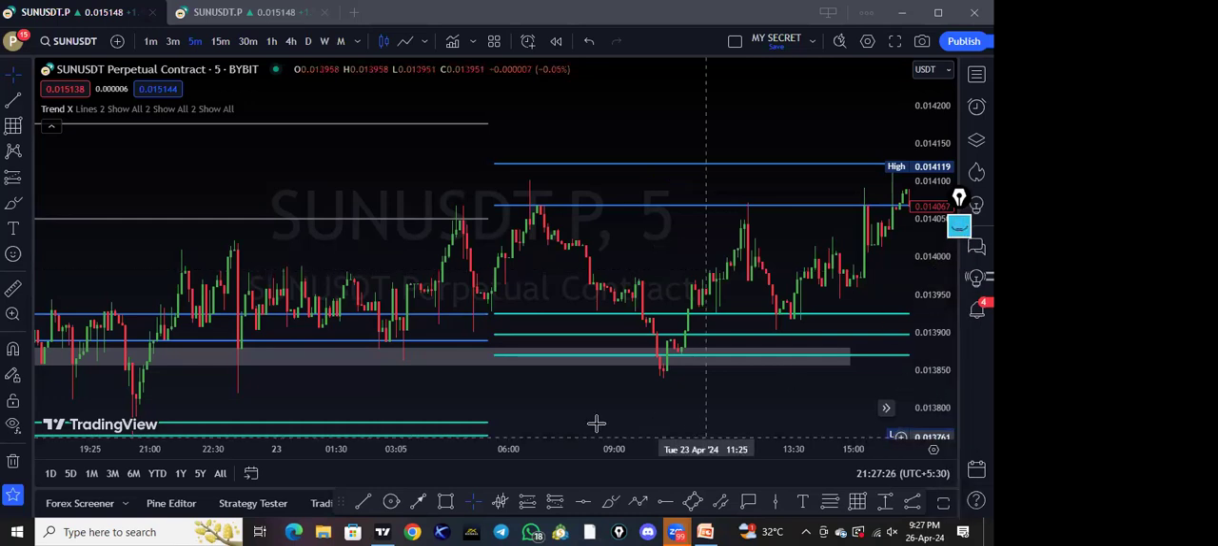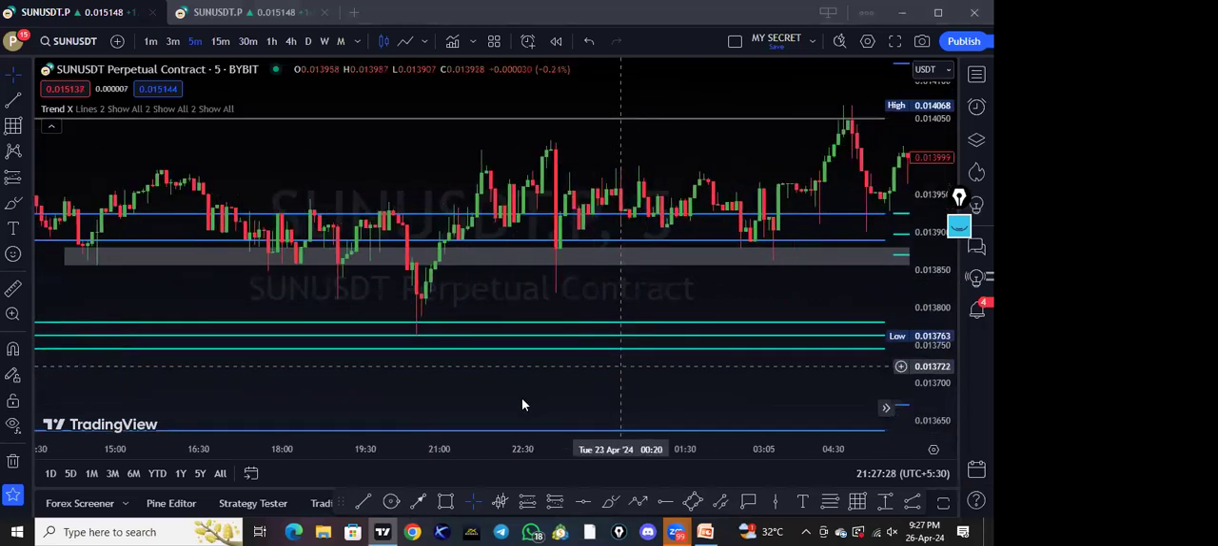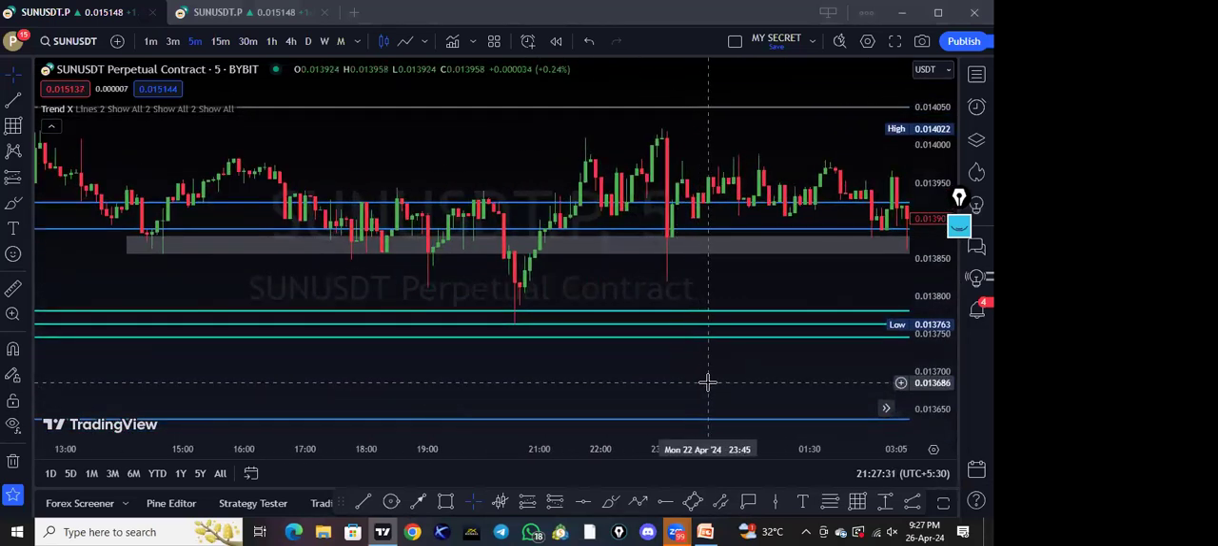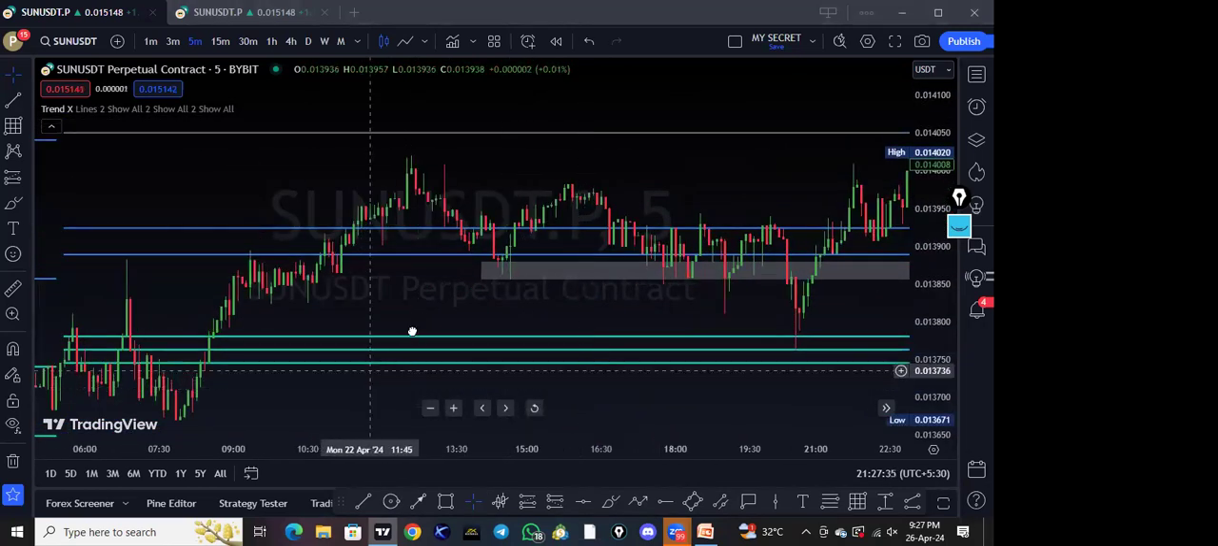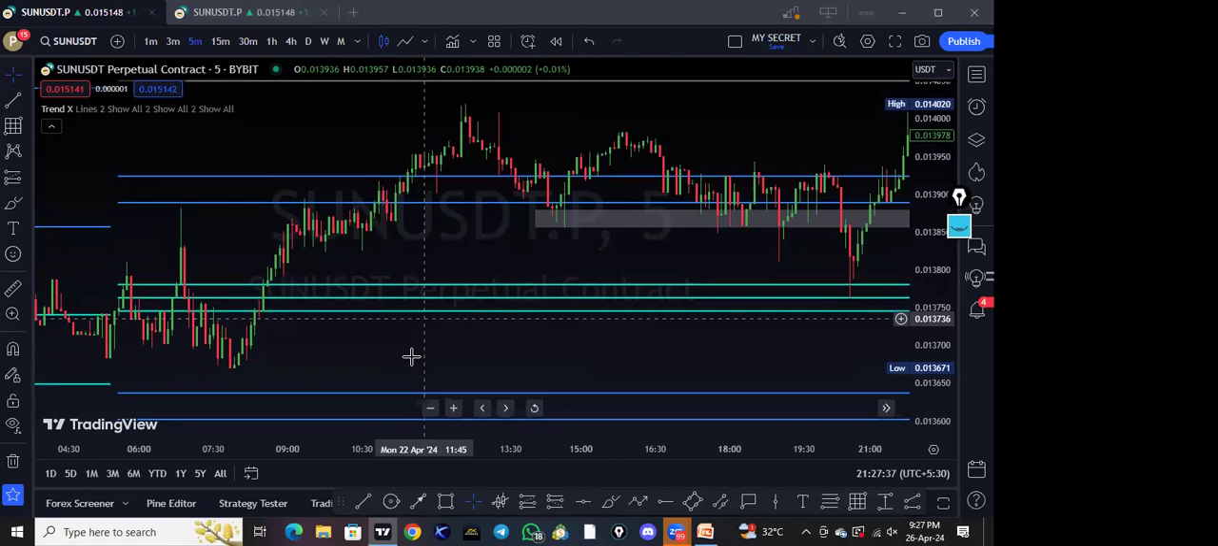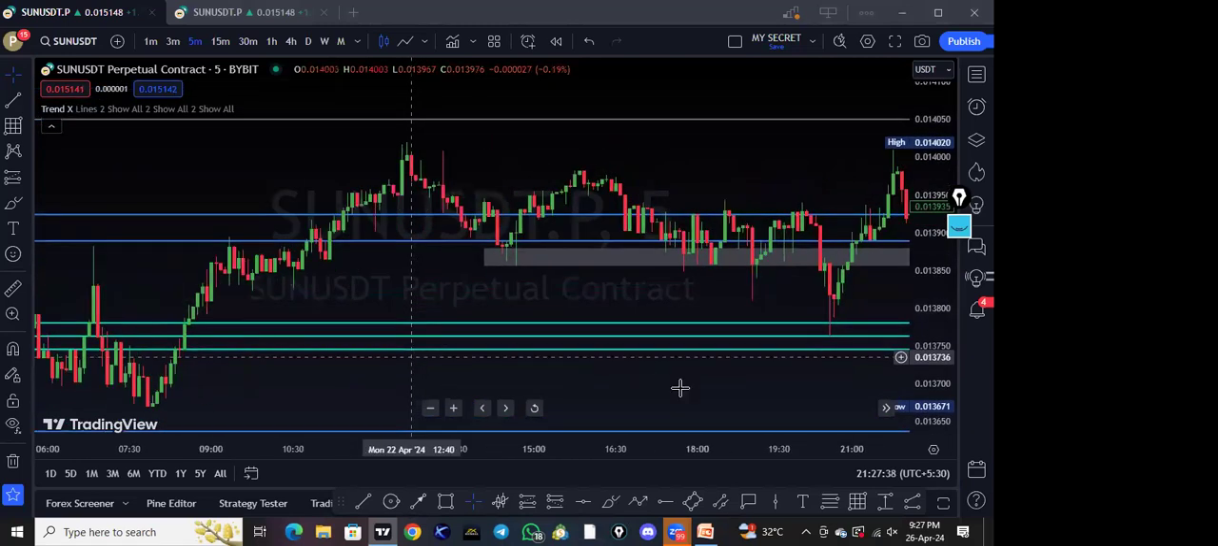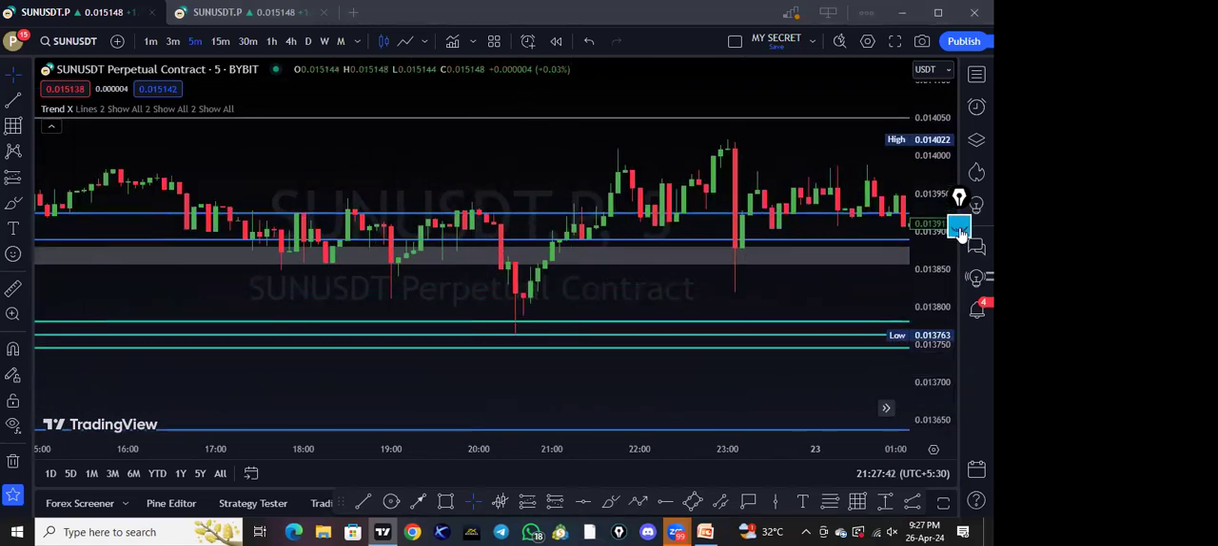Oh, I see. So when you say confirmation, it means that the candles have to be either near support or near resistance to realize it's reversing. Correct, ma'am. Correct. Oh, I understand. Thank you.